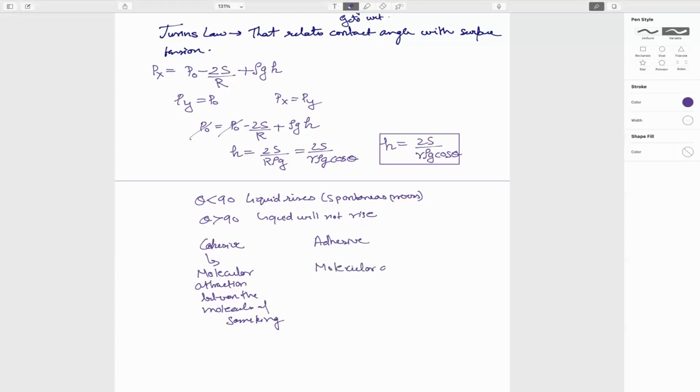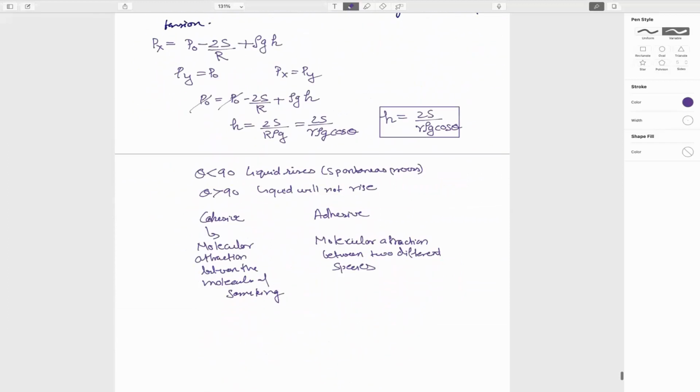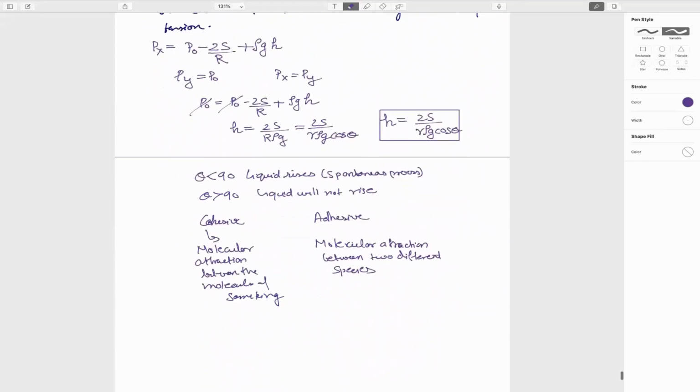Adhesive forces are molecular attraction between two different species. So the liquid will rise only when adhesive.